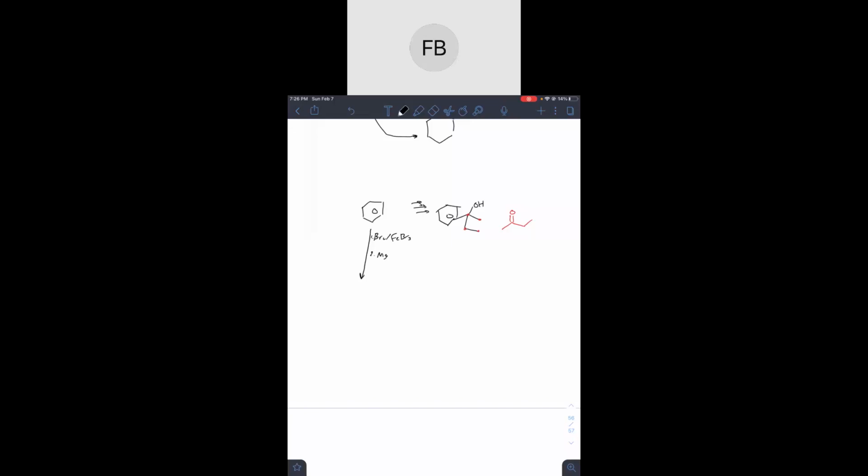Mg. Oh my god, my cat is jumping around. If you guys hear him, he's just jumping around because he thinks he's seeing something.